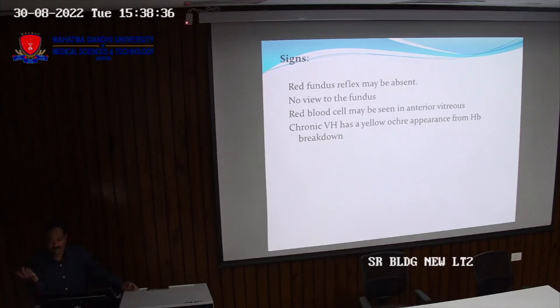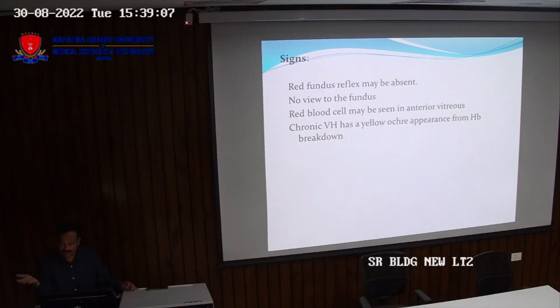Now what are the signs? When you look into the fundus, the red reflex may be blurred or totally obscured depending upon the amount of hemorrhage present in the eye. There may not be any view of the fundus, or sometimes you can see red blood cells or some material in the midvitreous cavity, or with slit lamp examination, sometimes behind the lens you can see some cells moving around. That is if it is acute vitreous hemorrhage.